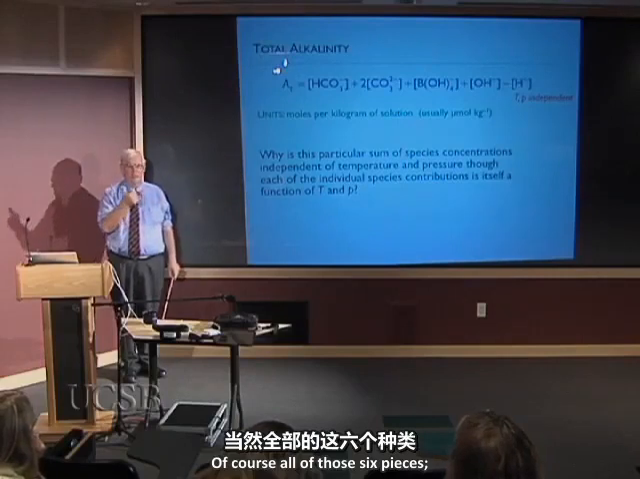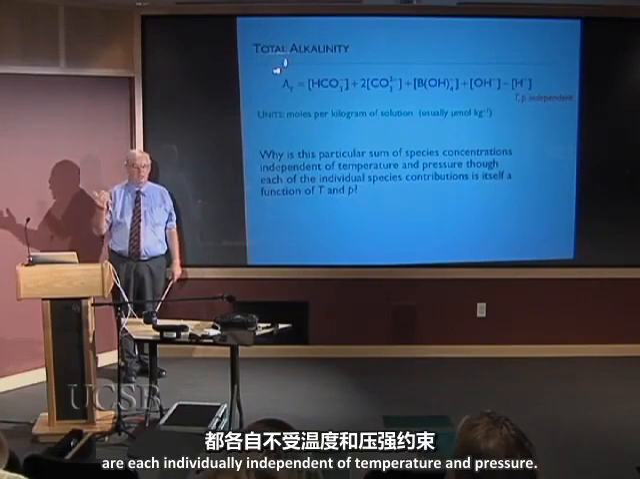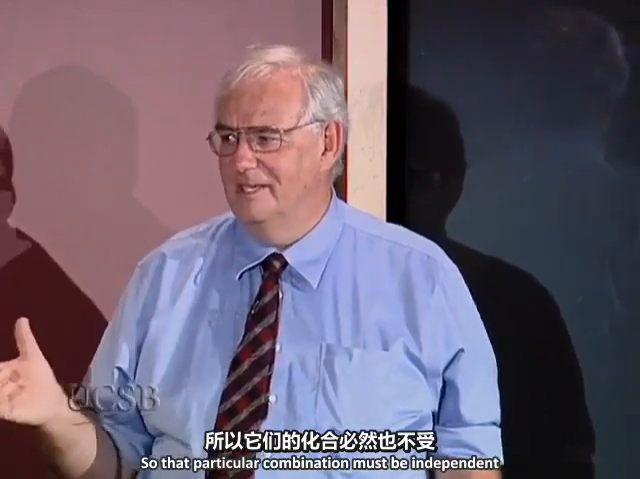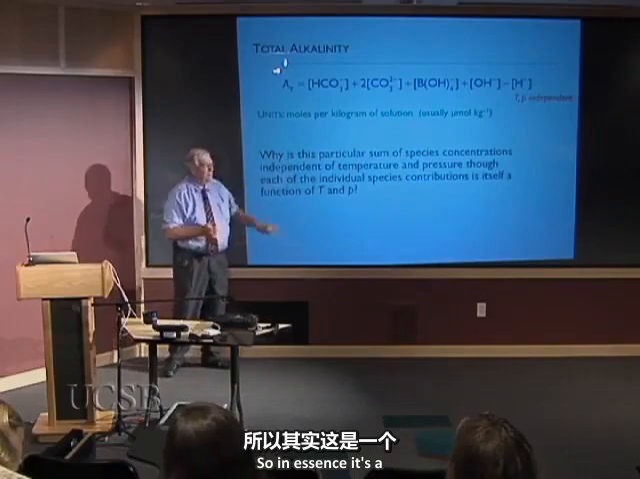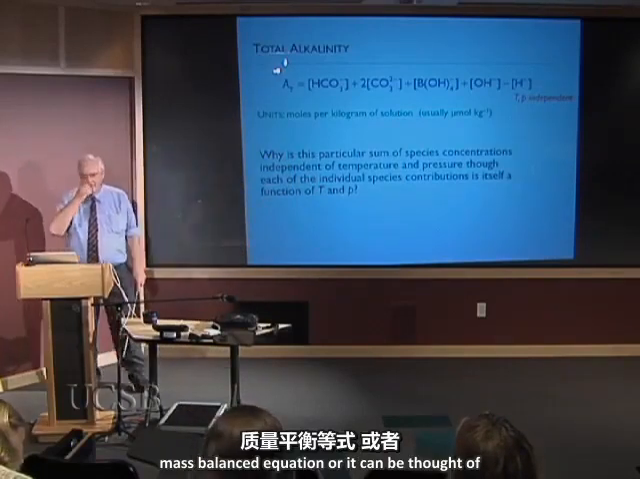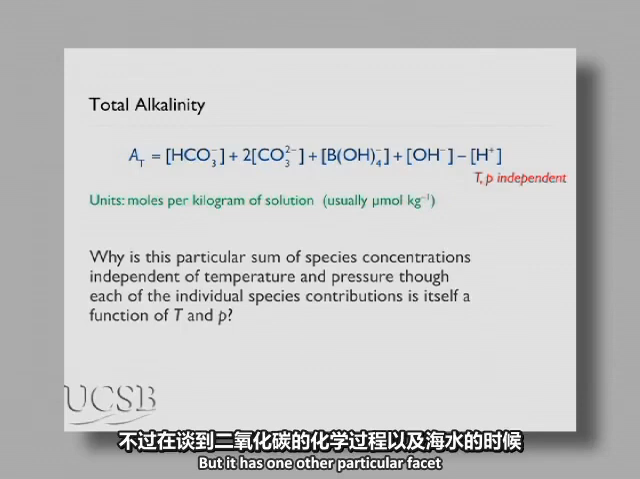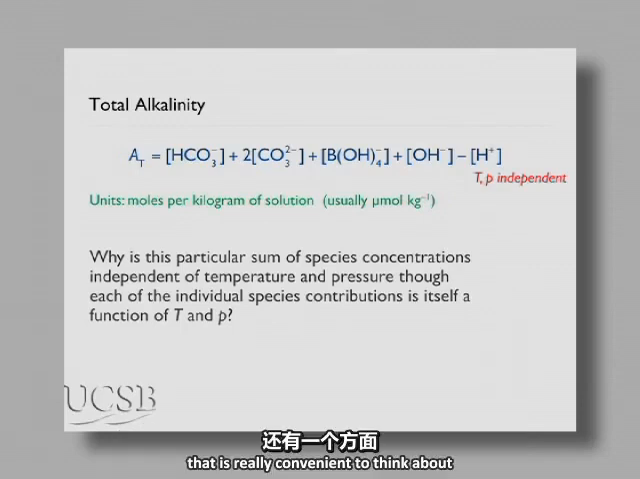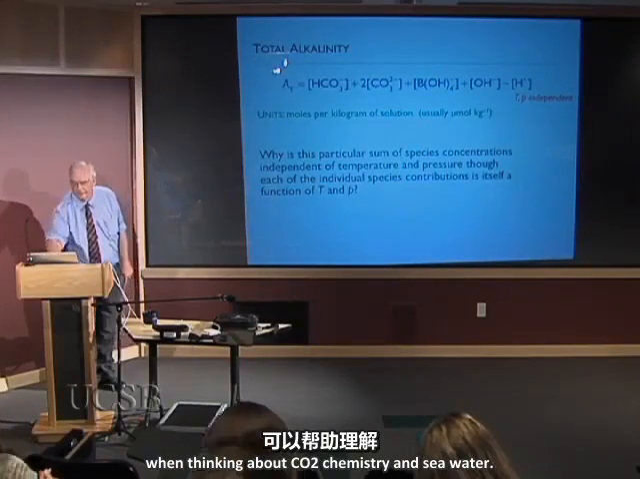Of course, all those 6 pieces, sodium, magnesium, potassium, calcium, chloride, sulfate, are each individually independent of temperature and pressure. So that particular combination must be independent of temperature and pressure. And this is that combination. So in essence, it's a mass balance equation, or it can be thought of as related to charge balance. Either way, these are things that are independent of temperature and pressure. But it has one other particular facet that is really convenient to think about when thinking about CO2 chemistry in seawater, and it's this.